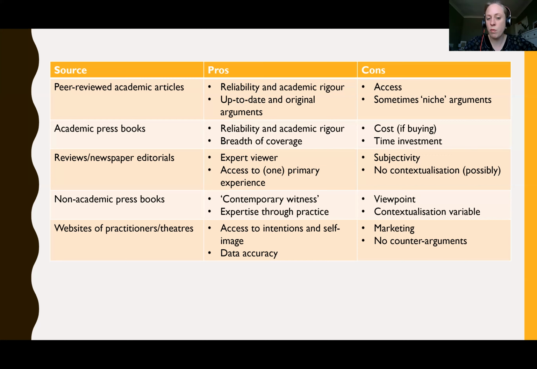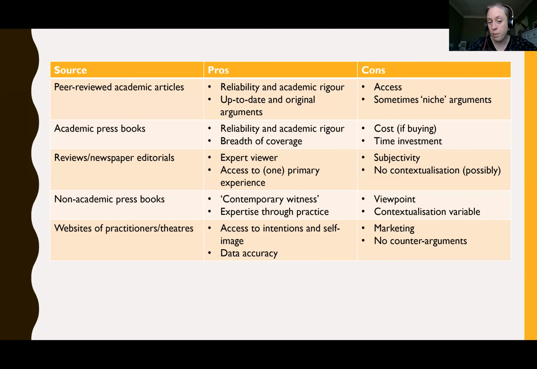We can also assume that there's going to be accuracy in terms of data that is provided to us. So for example, when a piece was on, who was involved in it, when we're looking at a theatre's homepage, how many seats there are, what the history of the building is. So those kinds of things we can take as accurate usually.